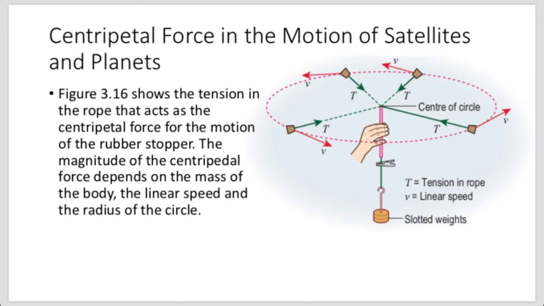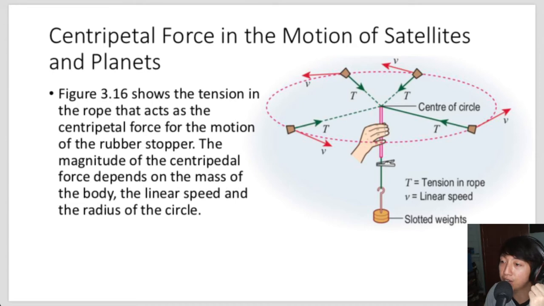So here's an example. You can see in this picture, we have an object that you swing around, turning it in a circle. While the thing is actually trying to move in a straight line, because of the force that's pulling it towards the center, for example, tension in a string, it will stay moving in a circle.